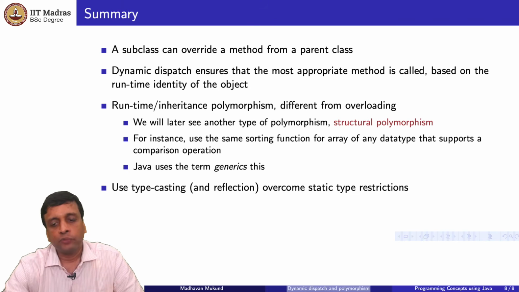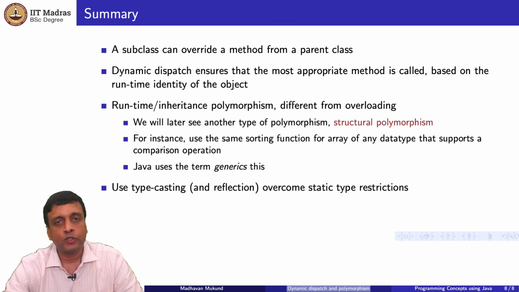So to summarize, what we have seen is that not only can a subclass extend a parent class by adding new instance variables and new methods, it can also override existing methods. So in this case, we saw that the manager class can override the bonus function of the employee class.